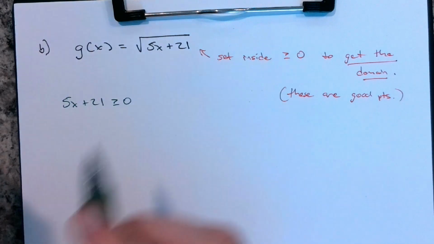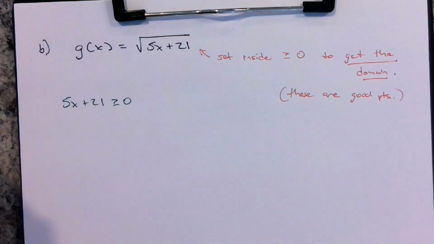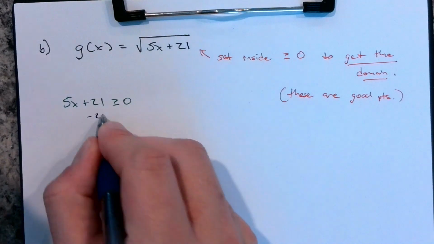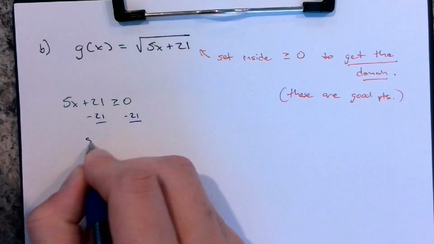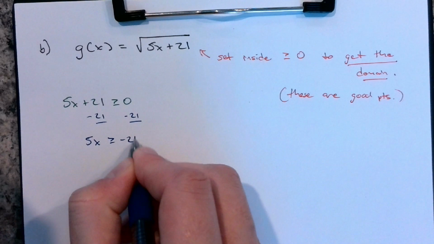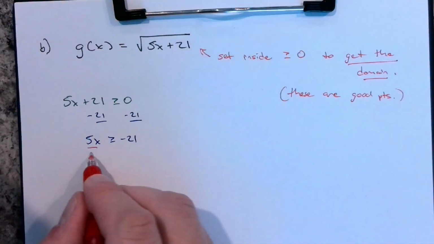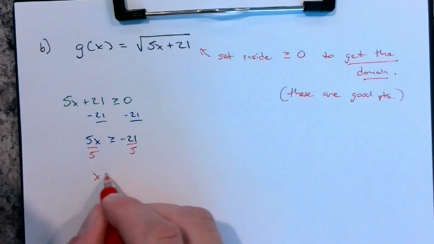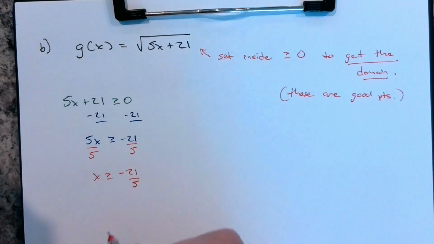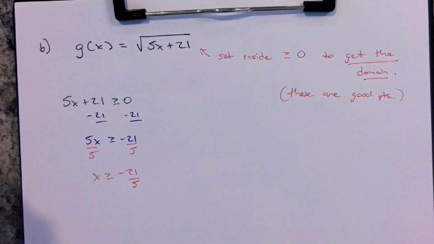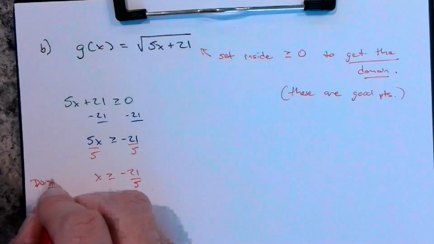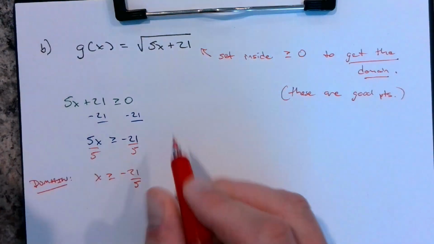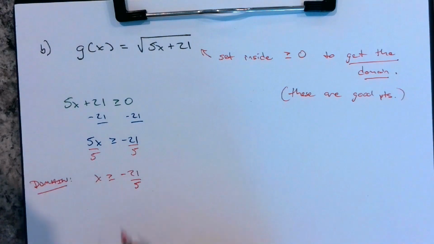Set that inside, so it becomes positive or 0, and then we want to solve this. So I solve this by subtracting 21 from each side. I end up with 5x is greater than or equal to negative 21, and then divide by 5. I get x is greater than or equal to negative 21/5. It's okay to leave this as a fraction. Actually, you should leave it as a fraction. I would prefer that over leaving it as a decimal unless this was an applied problem. So this ends up being the domain. You found the good points because we excluded the bad points by doing this. So the domain is x is greater than or equal to negative 21 over 5.